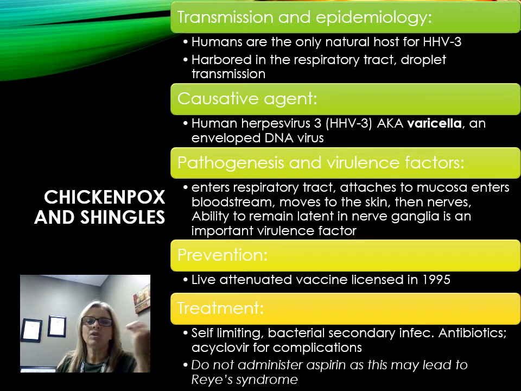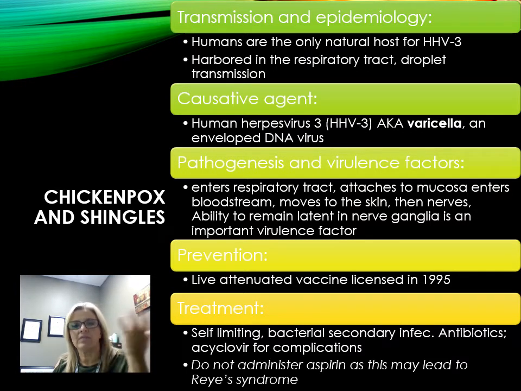This is an enveloped DNA virus. It's going to attach to the respiratory mucosa and invade and enter the bloodstream from there. You will have a subsequent viremia that's going to disseminate to the skin, where it causes adjacent cells to fuse and lyse together and cause the characteristic chickenpox lesion. It can then enter, though it doesn't always, your sensory nerves and dorsal root ganglia and sit there, latent in that nerve ganglia.